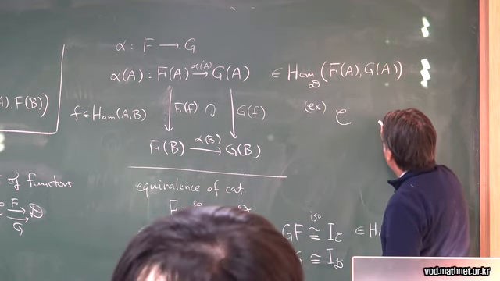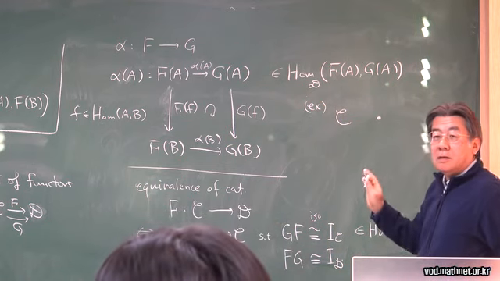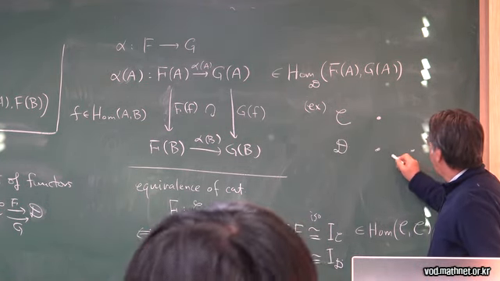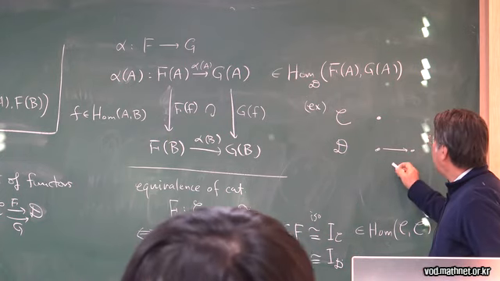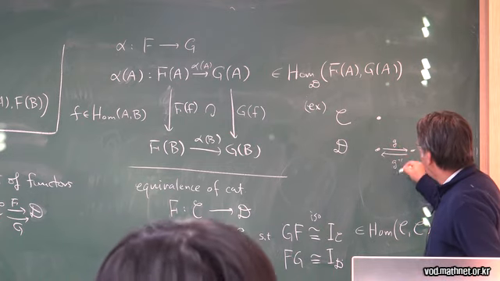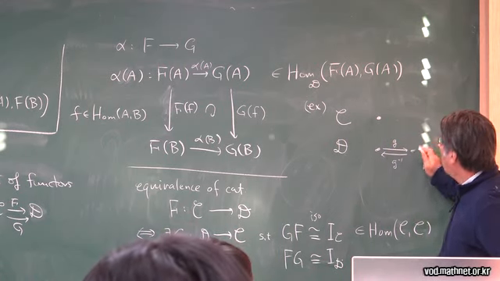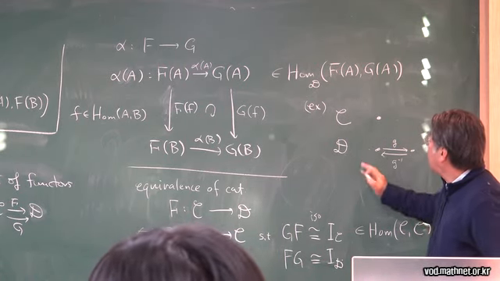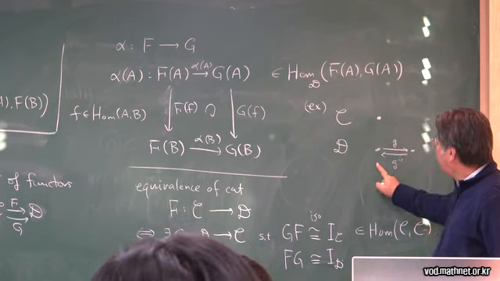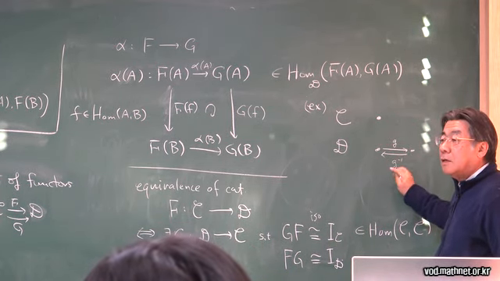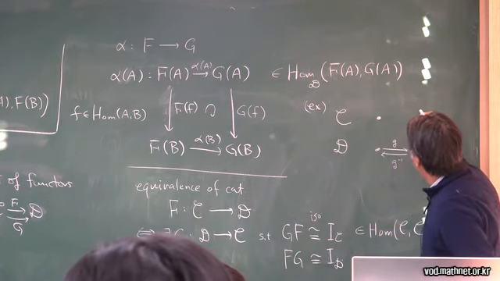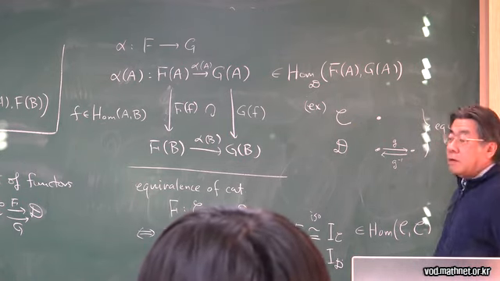Suppose C is just one point, and just identity, no other arrows. And D has two points and just one non-trivial isomorphism, so G and G inverse. I ignore just identity arrows. So these two categories are equivalent. The number of points doesn't matter. If there are isomorphic objects, then they don't matter. So these are equivalent. So this is a definition of equivalence.